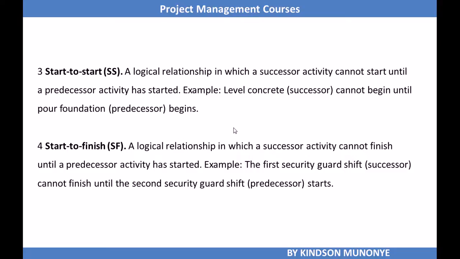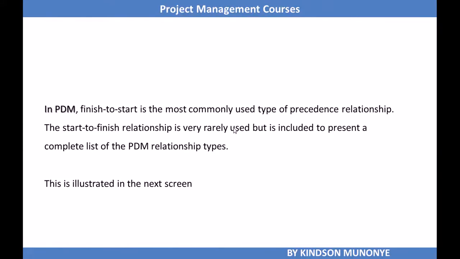Then we have start to finish. It's quite rare, but I looked for an explanation for it. It says that it's a relationship in which the successor activity cannot finish until a predecessor activity has started. For example, the first security guard shift cannot finish until the second security guard shift starts. I think this is a clever one. In PDM, finish to start is the most commonly used type of relationship, and start to finish is very rarely used, but is included to present a complete list of PDM relationship types.